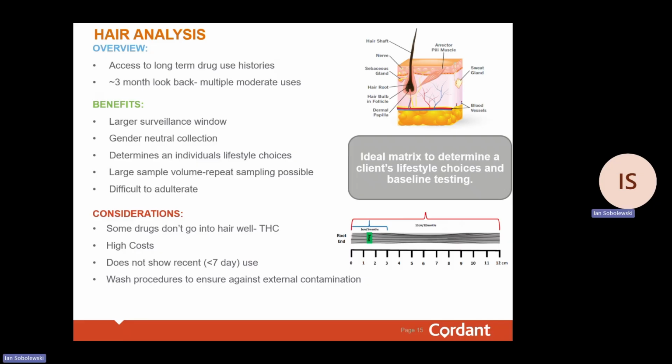Okay, finally taking a look at hair. As I mentioned, we have a very long detection window, about 3 months or 90 days. Now, there is a caveat to that. It takes multiple moderate uses to show up in hair. So this is more to establish a lifestyle choice rather than, as in urine, a one-off drug detection. So it's a good way to establish a baseline on a donor.